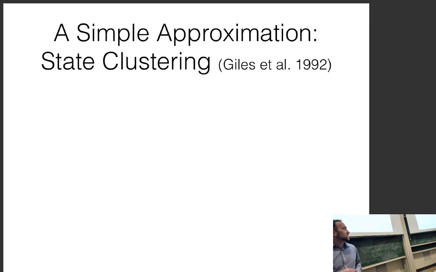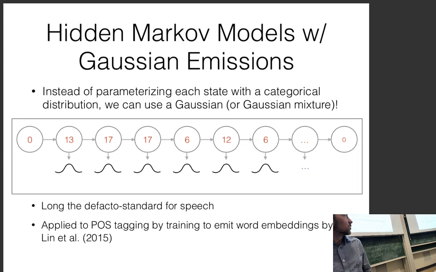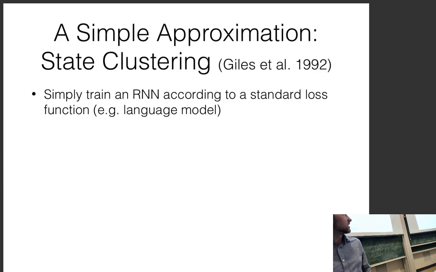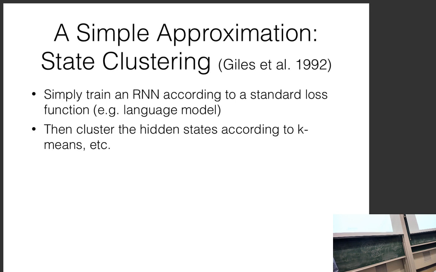Another simple approximation that you can make to this. Instead of training a hidden Markov model over word embeddings, you can instead get contextualized word embeddings. Interestingly, this was done in 1992, far before Elmo or whatever, where they simply trained an RNN according to a standard loss function, for example, a language model, and then they took the states and clustered the hidden states according to k-means, etc.